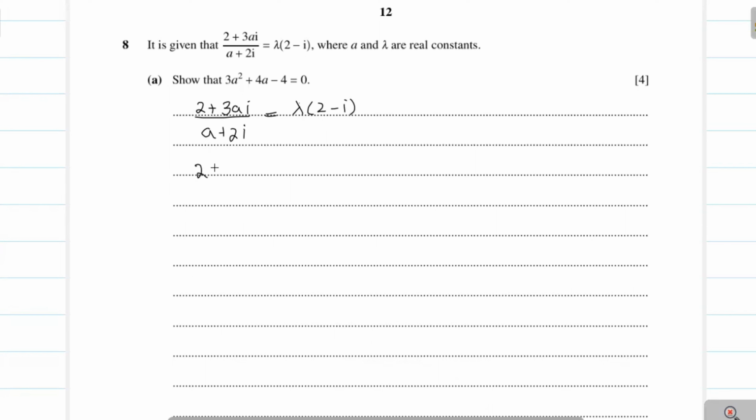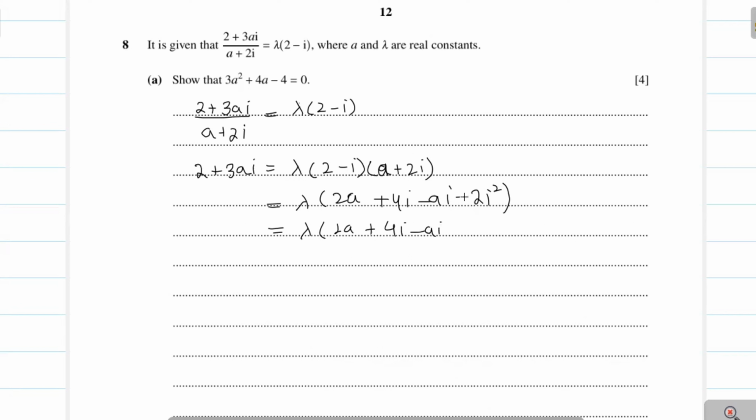Now we can write it as 2 plus 3ai equal to lambda times 2 minus i into a plus 2i. Now we multiply this. Lambda equal to 2 times a is 2a plus 2 twos are 4i minus ai minus 2i square, and we can write here lambda times 2a plus 4i minus ai.